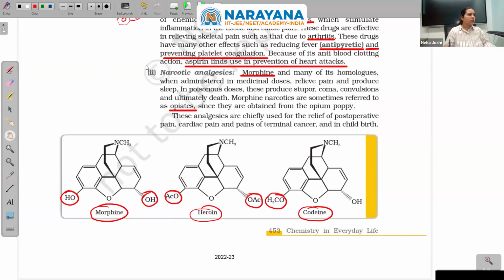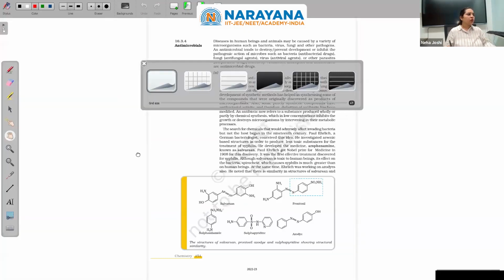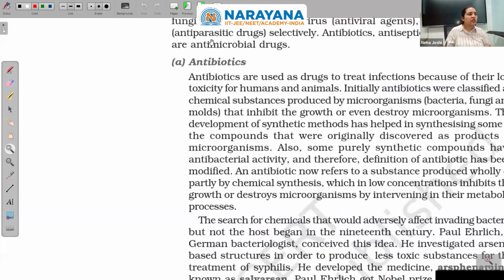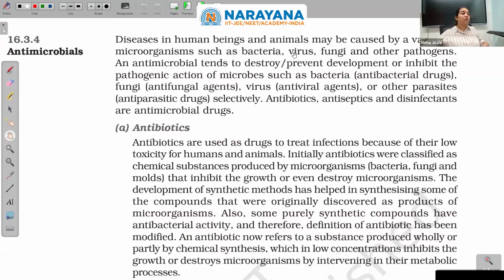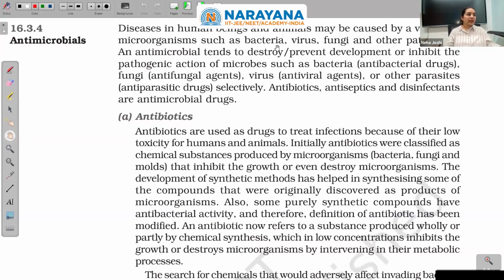Now we are moving to antimicrobials. What are these antimicrobials? Let us start that. Diseases in human beings and animals may be caused by a variety of microorganisms such as bacteria, virus, fungi, and other pathogens. Okay?